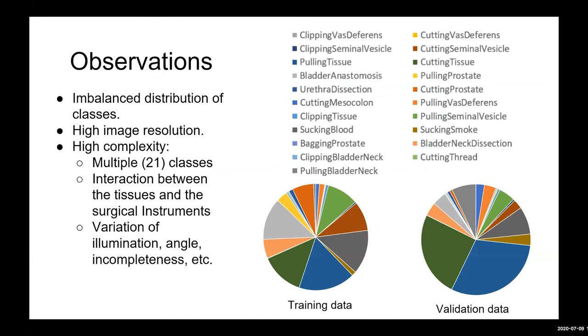We first made some observations on the dataset by visualizing the class distributions. The first impression of these pie charts is the imbalanced number of samples in the classes. It's common in surgical datasets because surgeon actions of primary tasks take much more time to complete than other ones during the procedure. This implies that we have to consider compensating for the huge class imbalance in designing machine learning algorithms. The second observation is that the images are always high resolution.